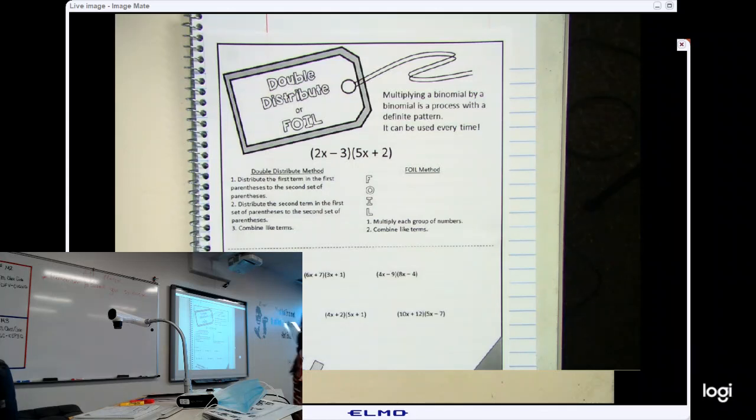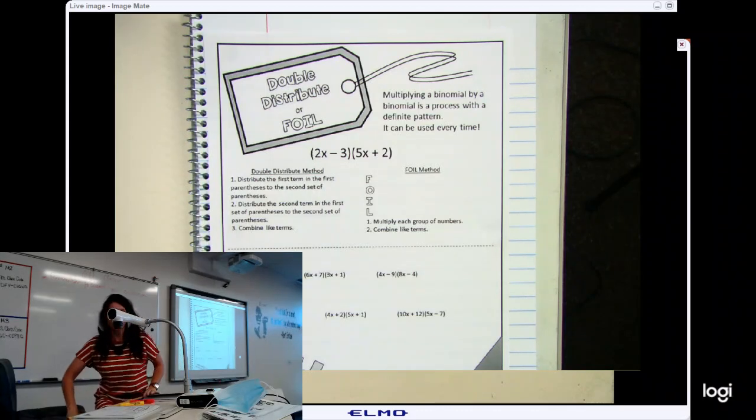FOIL is a fancy way of multiplying a binomial to another binomial. And what do I mean by binomial? There are two terms in there, right? Two terms. So the past couple of days, we've done a monomial, one term, to a polynomial, more than one. FOIL only works when you have a binomial and a binomial. And we'll spend a couple days on that. That's all we'll have. So you'll get used to the pattern, okay?